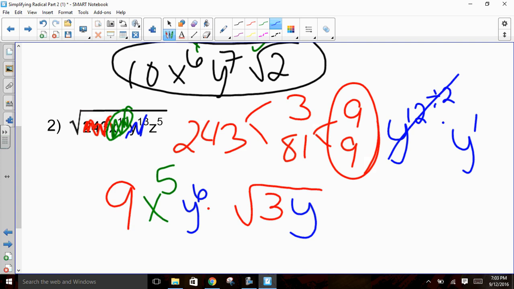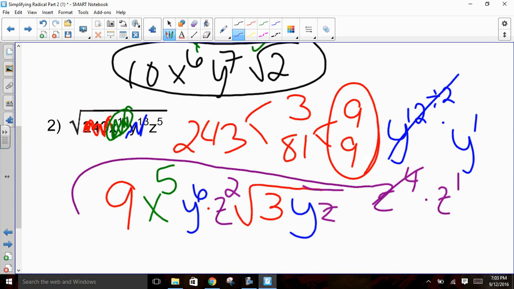Let's take a look at those z's. I have z to the 5th power. Is 5 divisible by 2? No. But z to the 5th is the same thing as z to the 4th times z to the 1st. 4 divided by 2 gives me 2. That leftover z just comes underneath. So my colorful answer here is 9x to the 5th, y to the 6th, z squared, times the square root of 3yz.